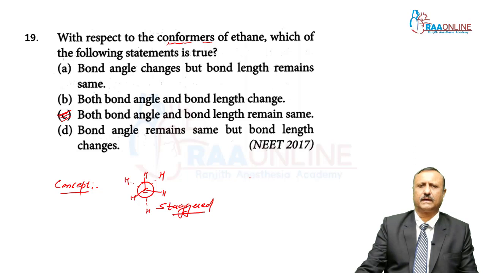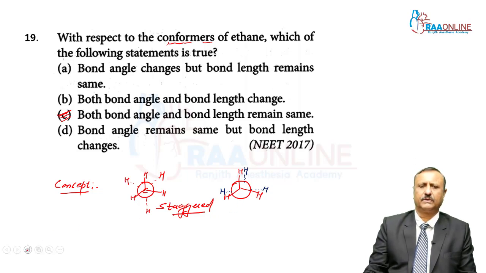Now we can see another compound. This is another conformer. You can see in this compound that this hydrogen atom is present behind this hydrogen, this hydrogen atom is present behind this hydrogen, and this hydrogen atom is present behind this hydrogen. It means, my dear students, this is called the eclipsed form.